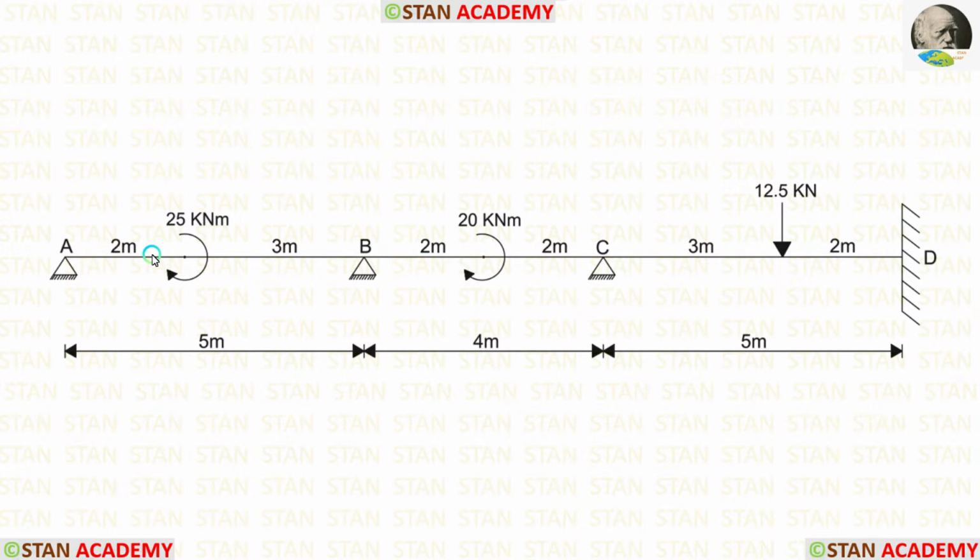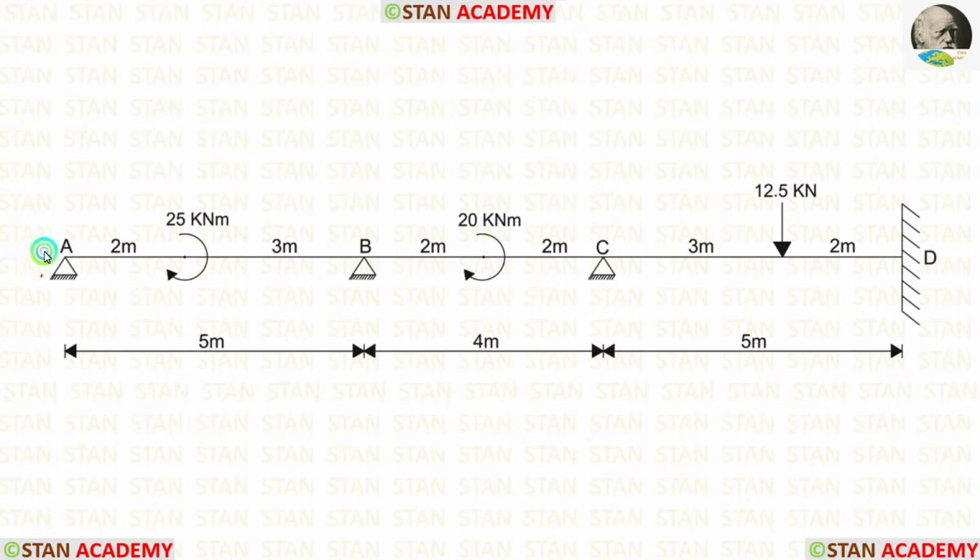In the span AB there is a concentrated moment 25 kN meter acting at 2 meter from the point A. In the span BC, there is a concentrated moment 20 kN meter acting in the center. Both of the moments are acting in the clockwise direction. In the span CD, there is a concentrated load 12.5 kN acting at 3 meter from the point C.